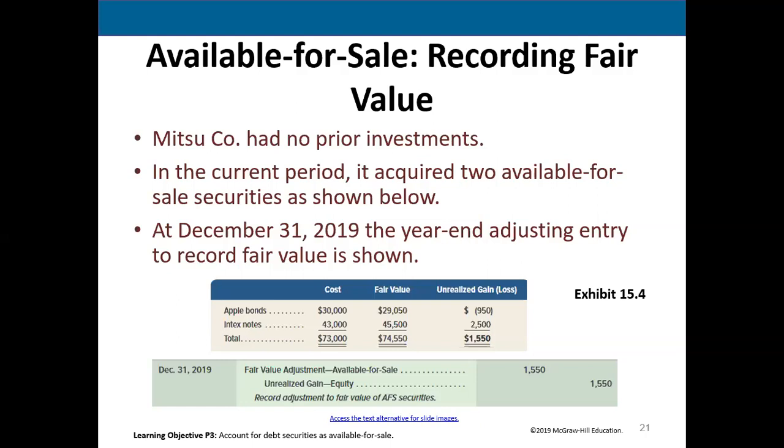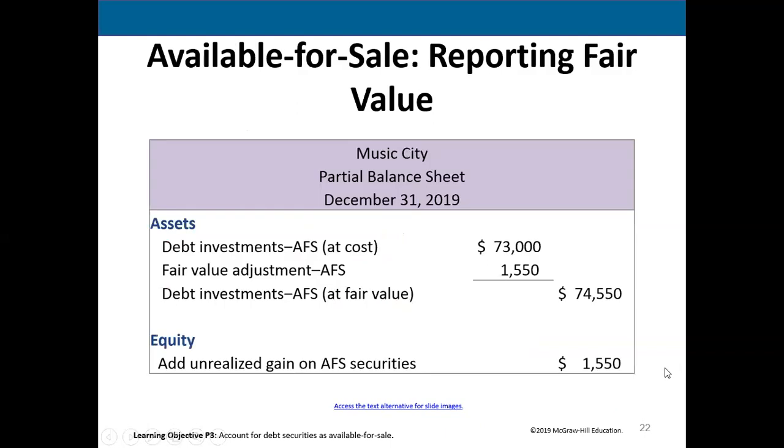So debit the fair value adjustment because the fair value increased. Credit the unrealized gain equity because the unrealized gain for this type of investment is never reported on the income statement. It goes directly to the balance sheet. So take a look. When Music City reports these available for sale investments, now I'm not sure if they're a current asset or if they're a long-term investment, depending on what the company decides to do, we just have them in the assets for now.